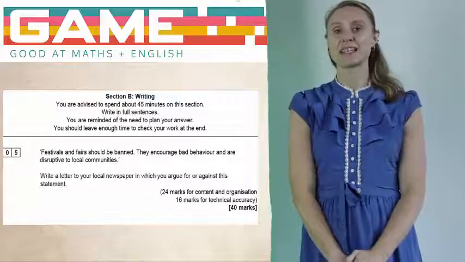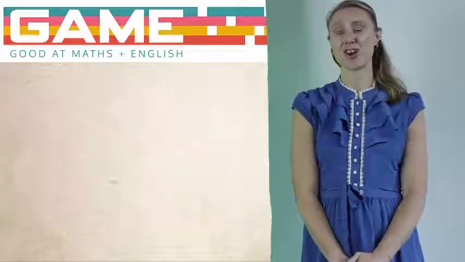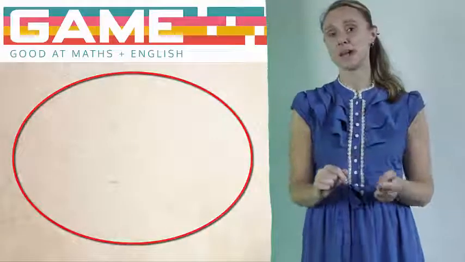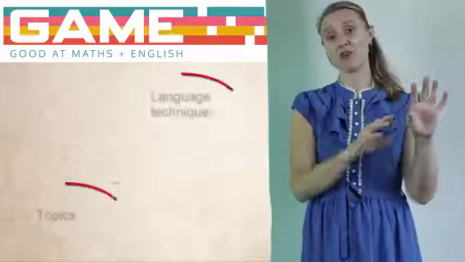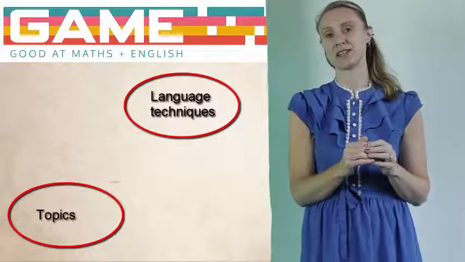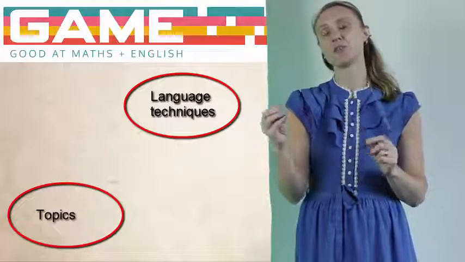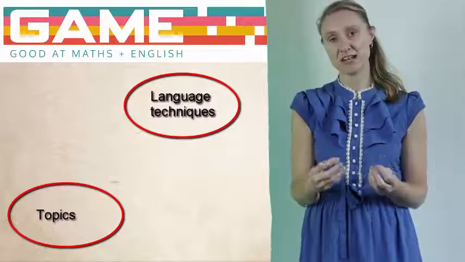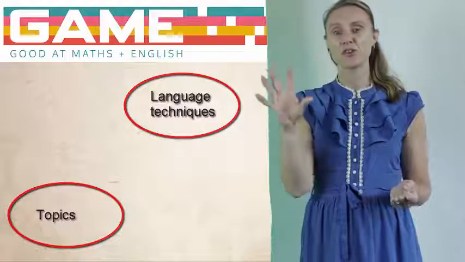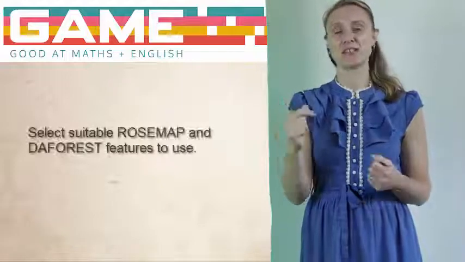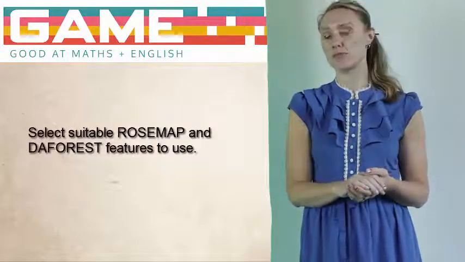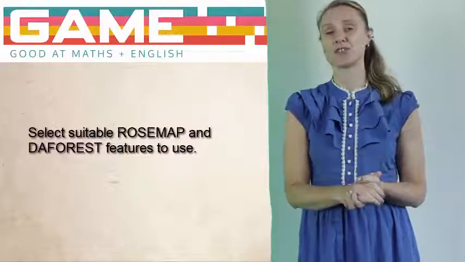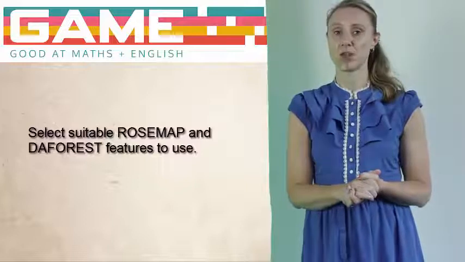It's well worth taking 5 or 10 minutes at the start of your time to plan what you are going to say. Perhaps you could use 2 mind maps. Perhaps you could use 1 to paragraph plan the topics and the ideas of things that you're going to include, and another one to have some language features. There are marks awarded for using figurative language, so think back to those Rosemap features to illustrate your points, and perhaps some De Forest features as well. Quite often it could be a persuasive text. You could be asked to persuade your audience to a particular point of view.